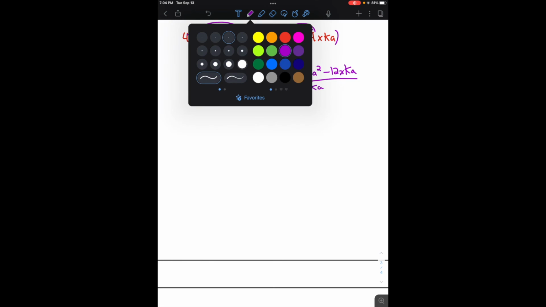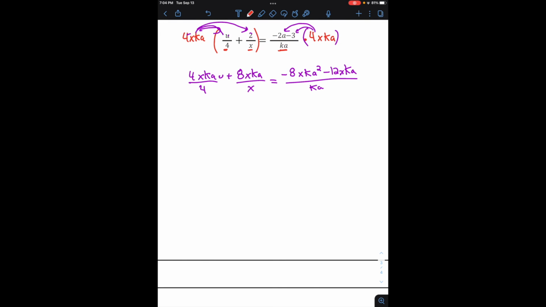This might look a little messy, but we can cancel some terms. We have a 4 and a 4 in the numerator and the denominator, so that cancels in our first term, and we get xkau. In our second term, we have x and x, so that leaves us with 8ka. And then on our left side, we can cancel k from all our terms. You can only cancel if it's in all of the terms in the numerator, but that works in this case, and then we can cancel an a in one of our a's up here. So we're left with negative 8xa minus 12x.